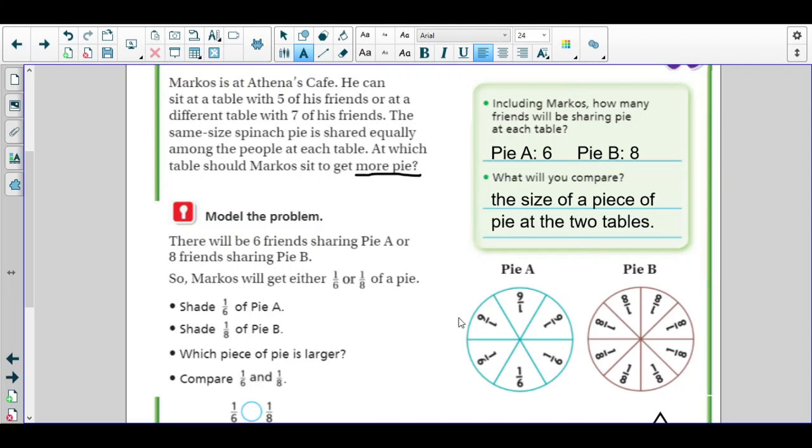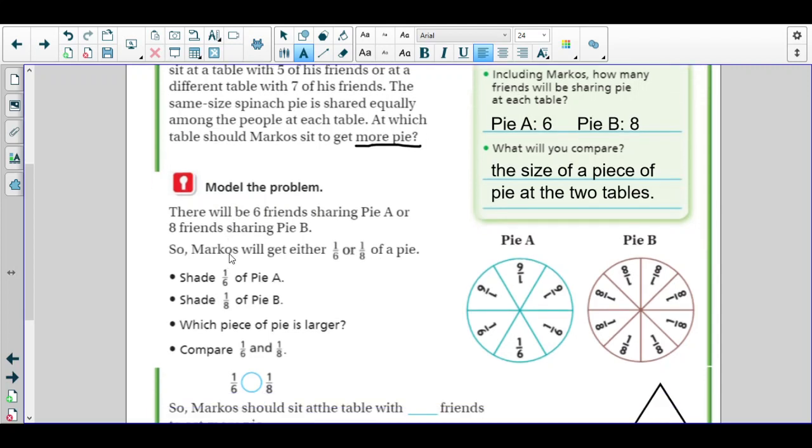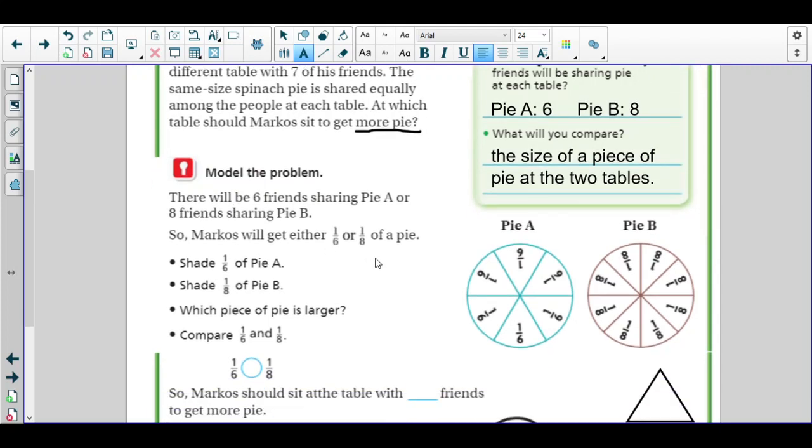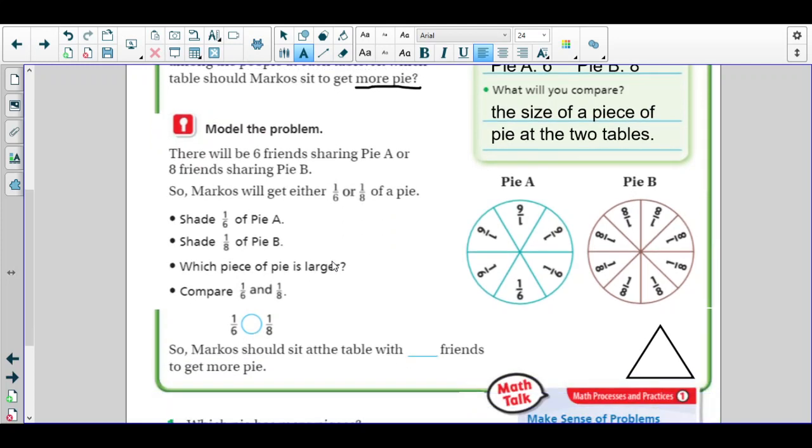All right, so let's get right to it. There will be 6 friends sharing pie A, 8 friends sharing pie B. So Marcos will get either 1/6 or 1/8 of a pie. So now we're going to shade in a section of the pie here.